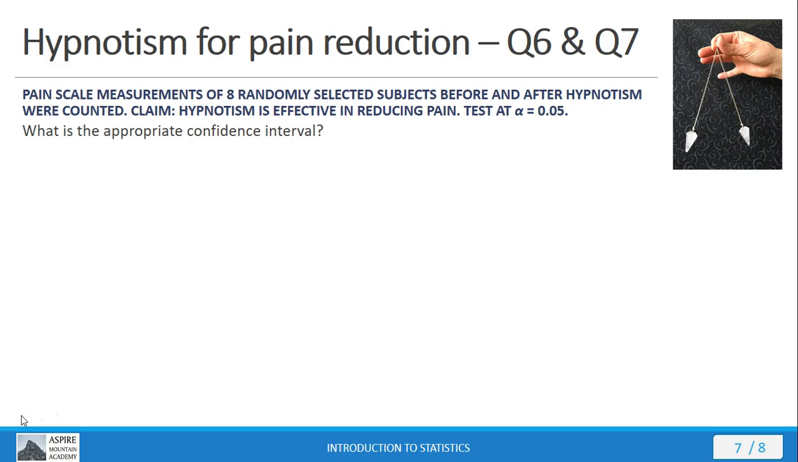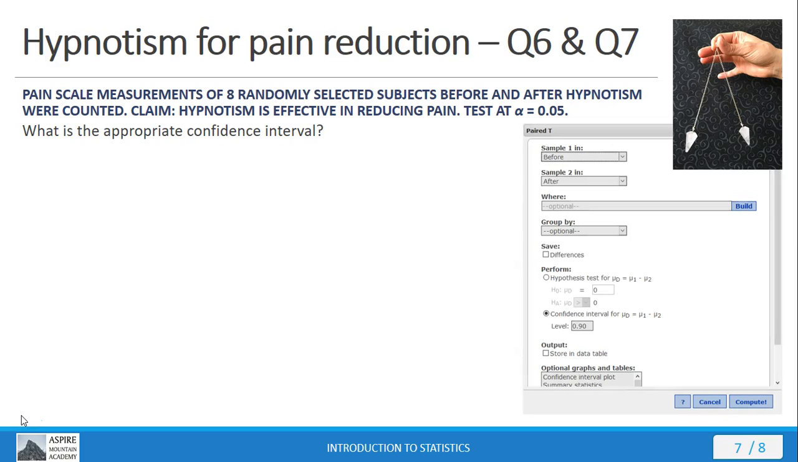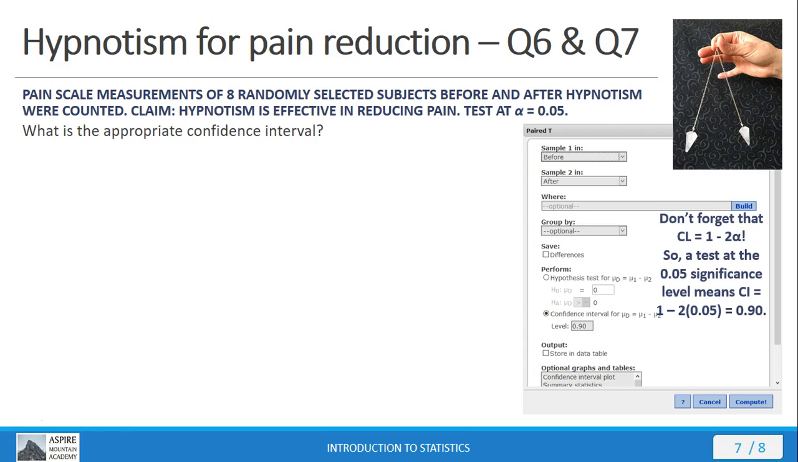Okay, let's see how you did with that. If you go back to your options window there in StatCrunch and then just switch that radio button down to confidence level, you're all set as soon as you put in the confidence level. And the appropriate confidence level here is going to be 1 minus 2 alpha, because we have a match between our claim and our alternative hypothesis.